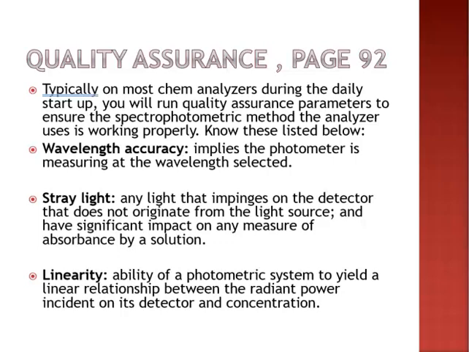Wavelength accuracy implies the photometer is measuring at the wavelength selected. Stray light is any light that impinges on the detector that does not originate from the light source and can have a significant impact on the measure of the absorbance of a solution. And then linearity is the ability of a photometric system to yield a linear relationship between the radiant power incident on its detector and concentration.